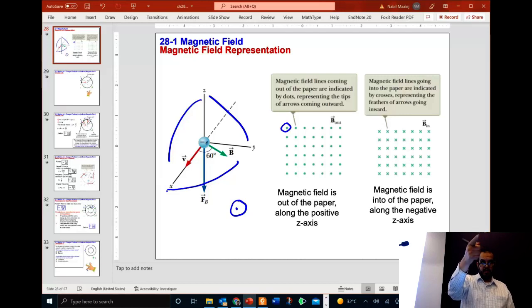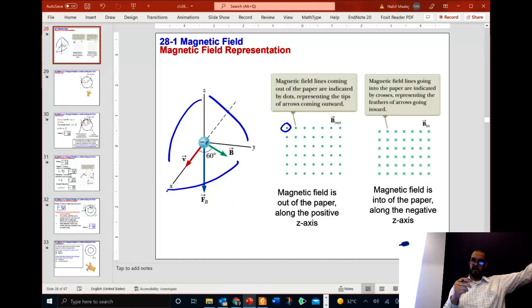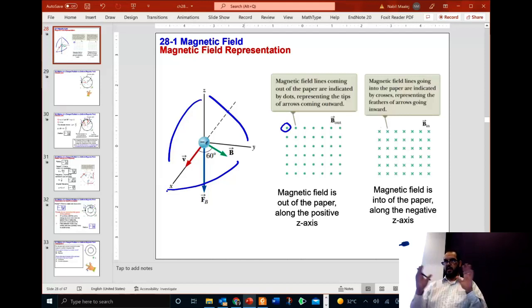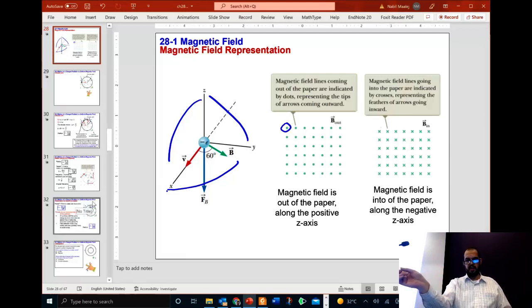If it's into the page, so coming out of the page, usually we take that to be the positive z-axis. Into the page, if you look at the arrow from the back, the arrow usually has some wings at the end, so from the back you will see an X shape. So if the magnetic field vector is into the page, usually we use that as the negative z direction. But you have to be careful. Usually that's what we do: out of the page is positive z, into the page is negative z, to the right is the x-axis, and upward is the y-axis.